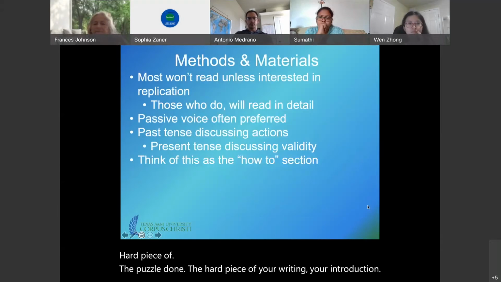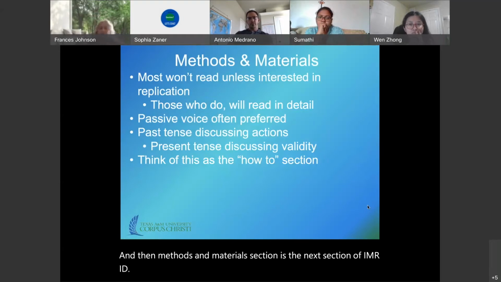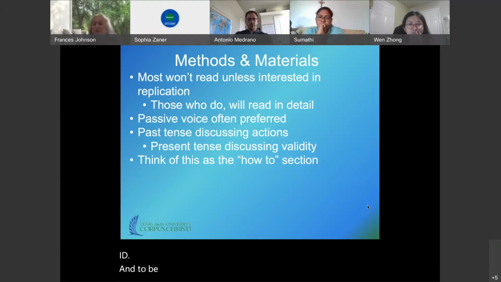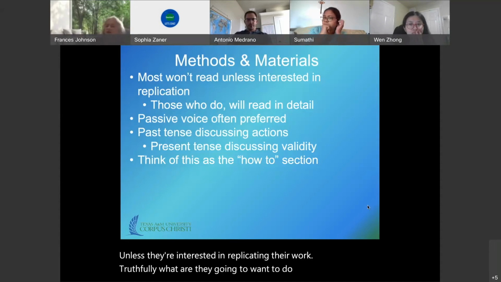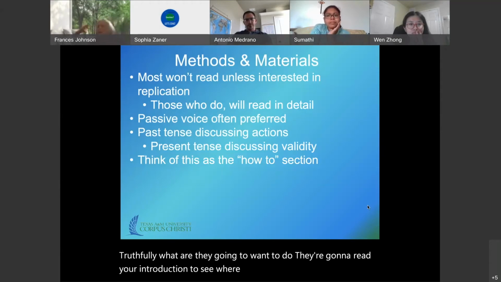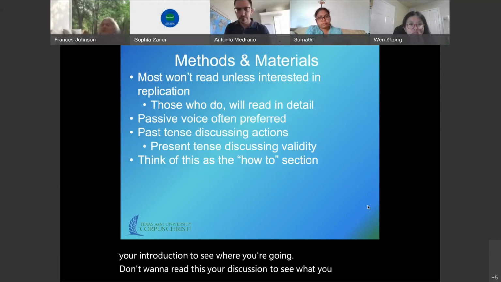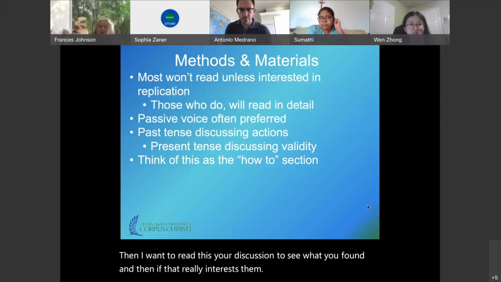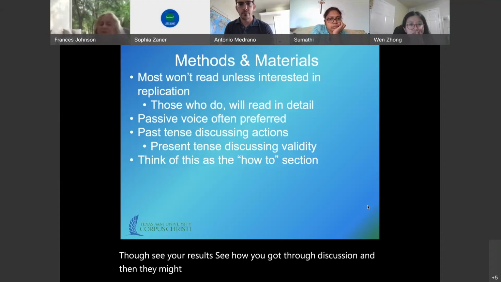And then methods and materials section is the next section of this IMRaD. And to be truthful, most people won't read the methodology, your methods and materials, unless they're interested in replicating your work. Truthfully, what are they going to want to do? They're going to want to read your introduction to see where you're going. They're going to want to read your discussion to see what you found. And then if that really interests them, they'll see your results, see how you got the discussion, and then they might read your methods and materials.